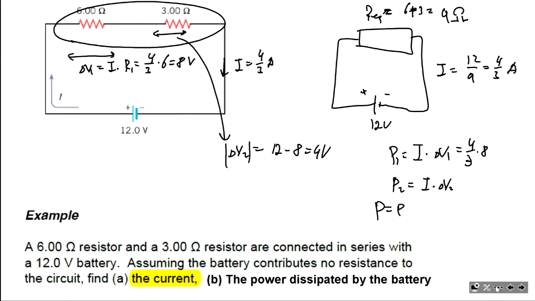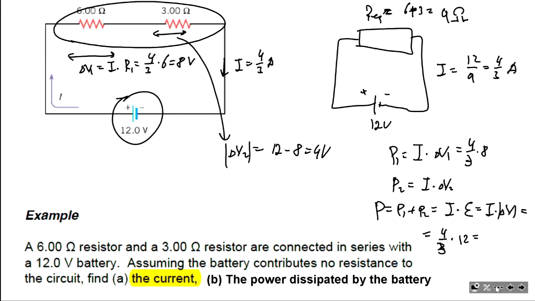That will be equal to P1 plus P2. However, the law of conservation of energy tells us that's supposed to be the amount of work the battery does on the whole circuit. And how do we calculate that? It should be equal to current times EMF of the battery, or current times the voltage of the battery. That will be the total current 4/3. The voltage is 12. And this is easy. 12 over 3 is 4. 4 times 4, 16 watts, joules per second.